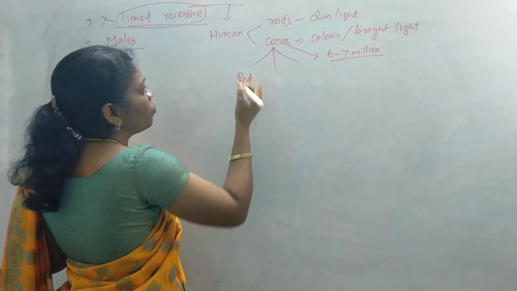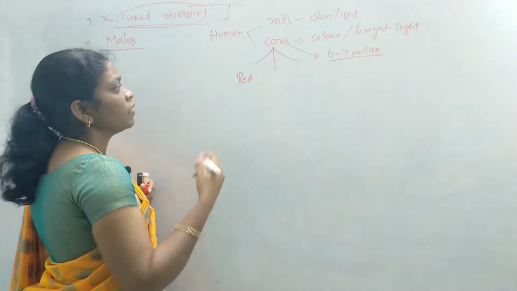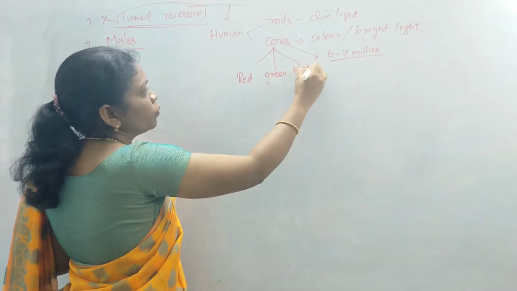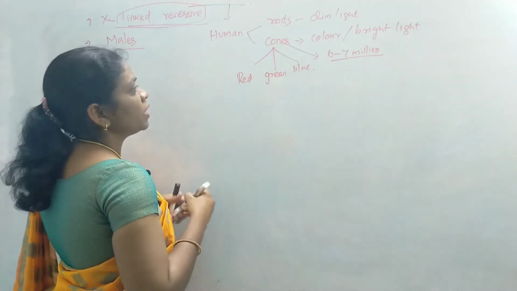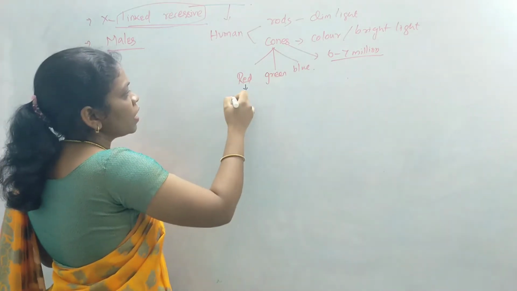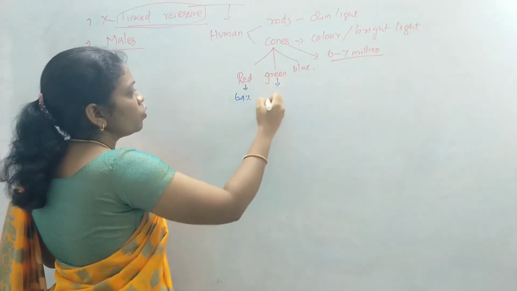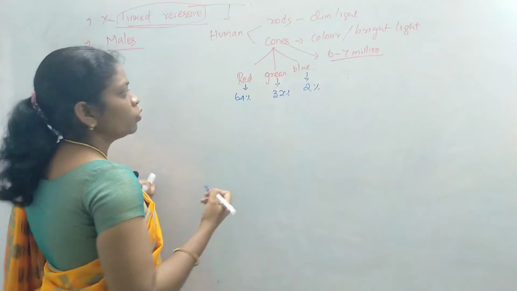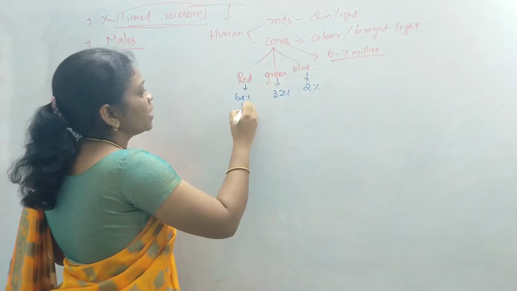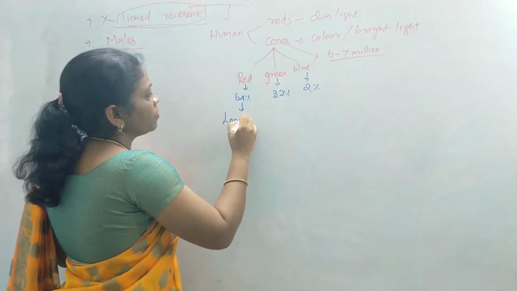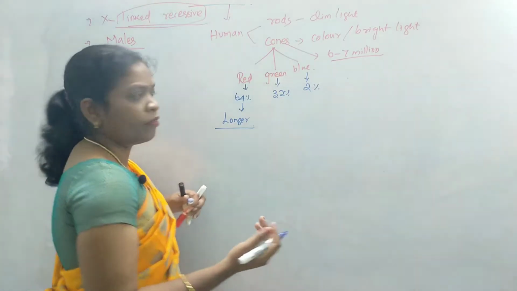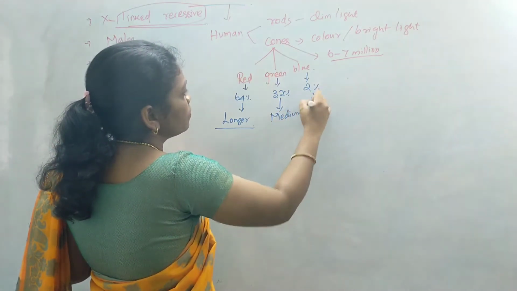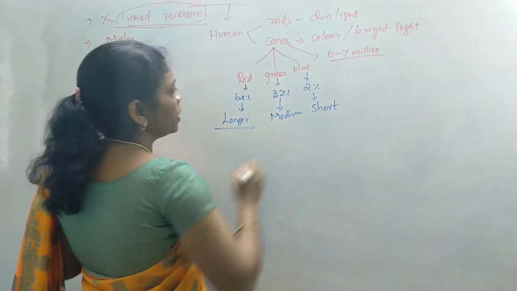We have three different types of cones, with which we can identify three different colors: one is red, another one is green, another one is blue. Among the 6 to 7 million cones, the red cones are around 64% and the green cones are around 32%. The remaining 2% are the blue cones, which absorb blue color. Red cones are sensitive to longer wavelength light, green cones are sensitive to medium wavelength, and blue cones are sensitive to shorter wavelength.